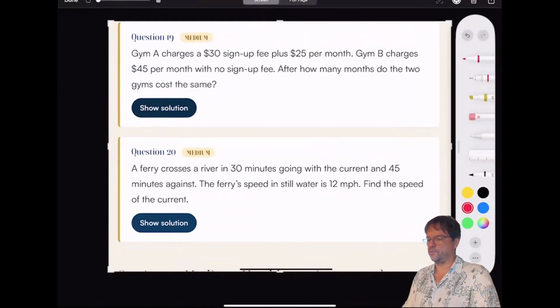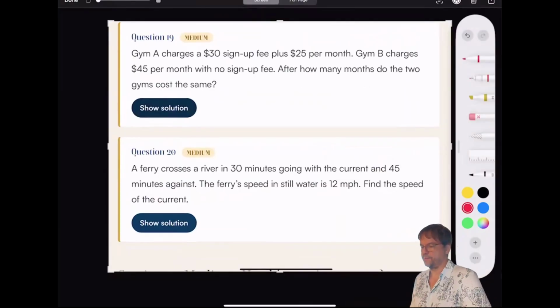Gym A charged 30 sign-up fee plus 25 per month. Gym B charged 45 per month with no sign-up fee. After how many months do the two gyms cost the same? So the break-even is the same kind of calculation.